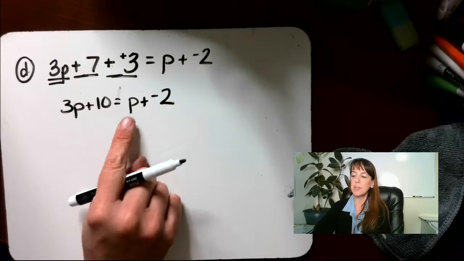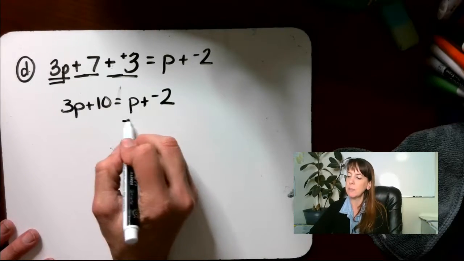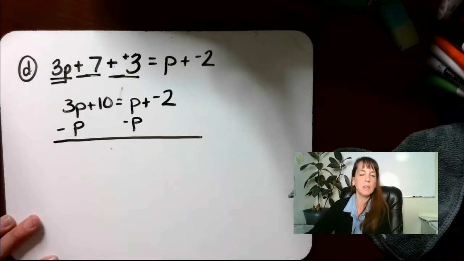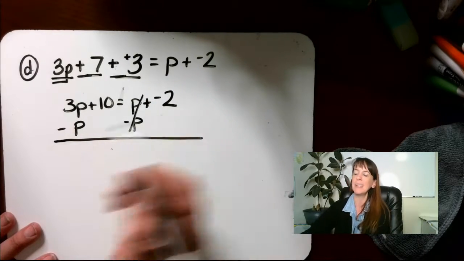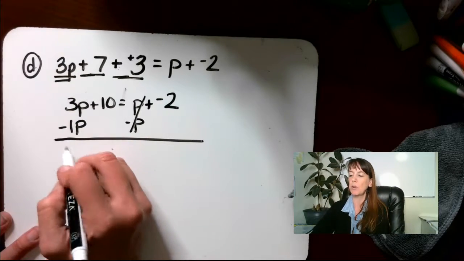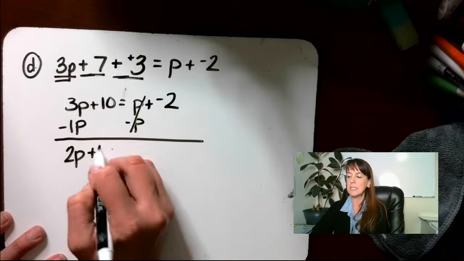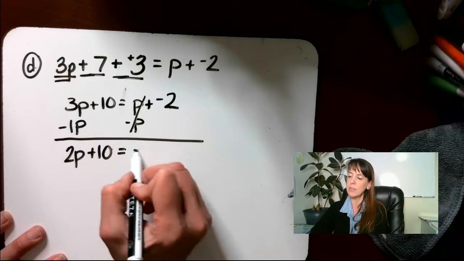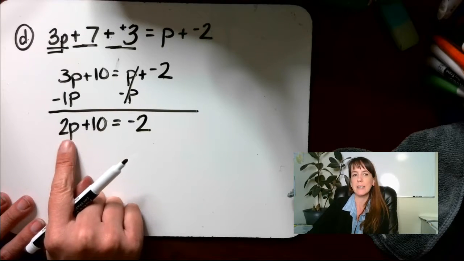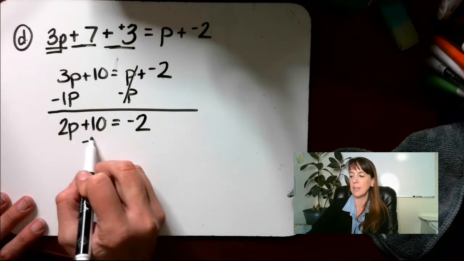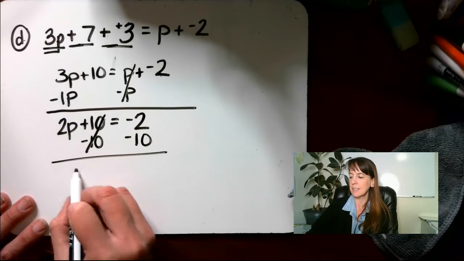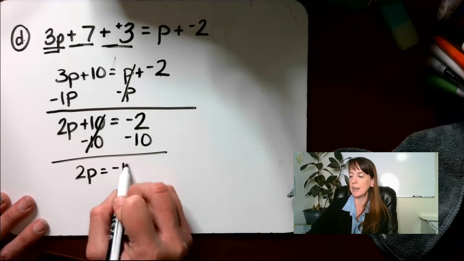Now what I want to do is move that p over to this side, so I'm going to minus p. Just a reminder that if you don't have a coefficient, a number in front of your variable, it is 1, because mathematicians are lazy. So 3p minus 1p is 2p, plus 10 that I've brought down, equals negative 2. From here we are in a position to get this chunk by itself by moving this chunk over to the other side. I'm going to do the opposite there. These guys cancel out. I get 2p equals negative 12.